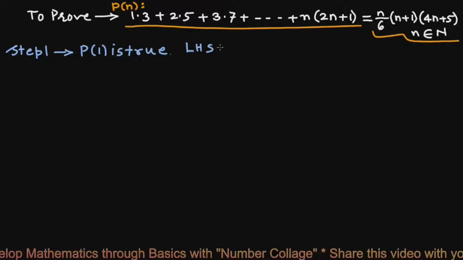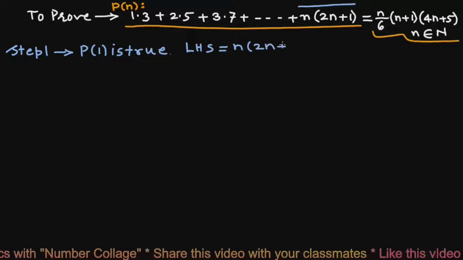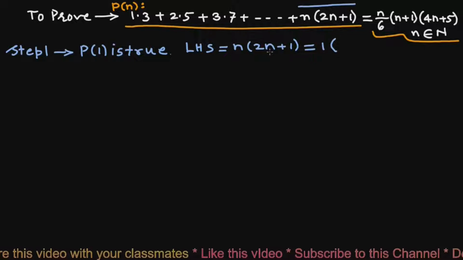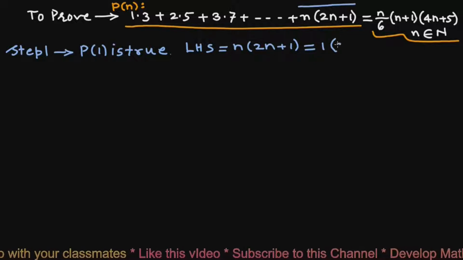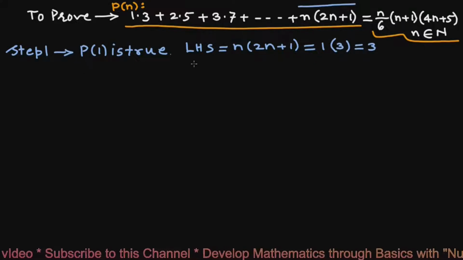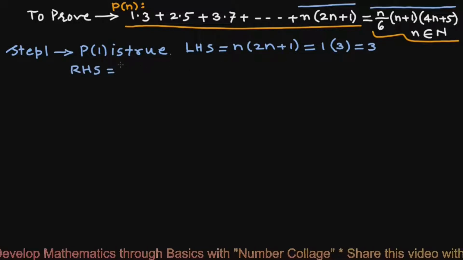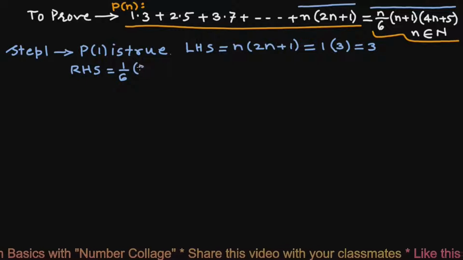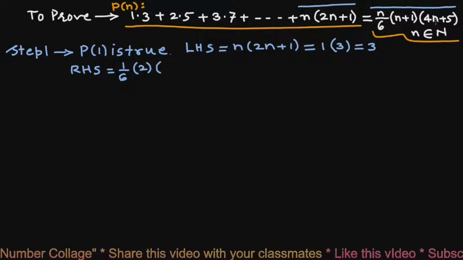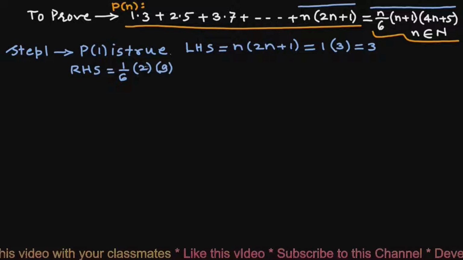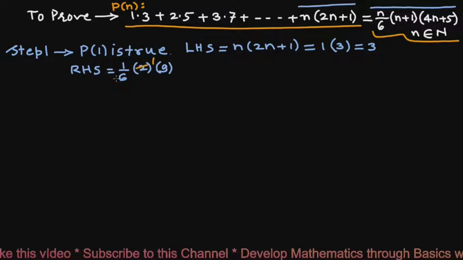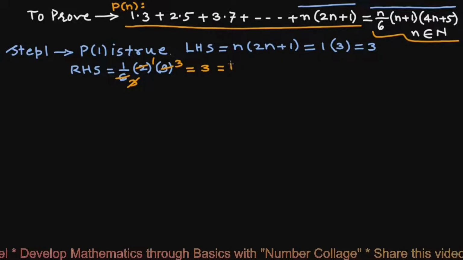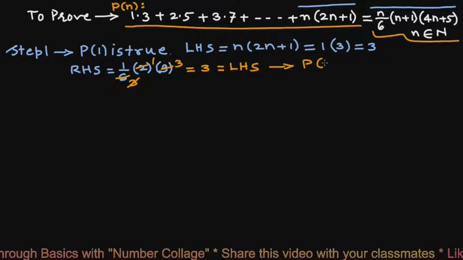So, LHS is this n into 2n plus 1. By putting n equals 1, we get 1 into 2 into 1 plus 1, that is 3. Now in RHS, here we will put n equals 1, so that will be 1 by 6 into 1 plus 1 will be 2 into 4 into 1 will be 4 plus 5, that will be 9. So it will be 2 ones are 2, threes are 3, ones are 3, threes are... it will be 3, which is same as LHS. That proves P1 is true.